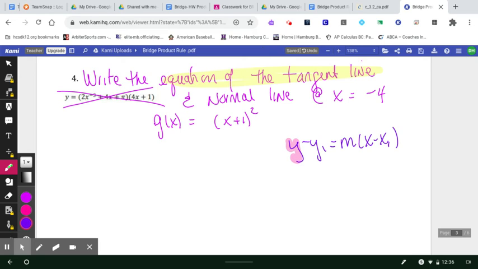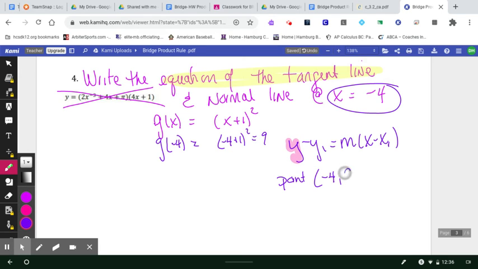All right, I need an equation of a line. So what did they give me so far? They gave me the x value. So if x is -4, the first thing I would go get is the y value because, of course, I need a point. So I'm going to substitute in -4, and I get (-4 plus 1) squared. So -4 plus 1 is -3 squared, makes that a 9. So I know this is the point, (-4, 9). Now I need the slope.